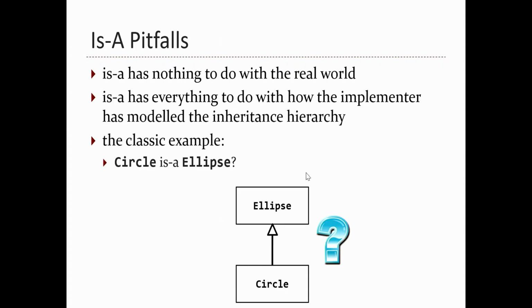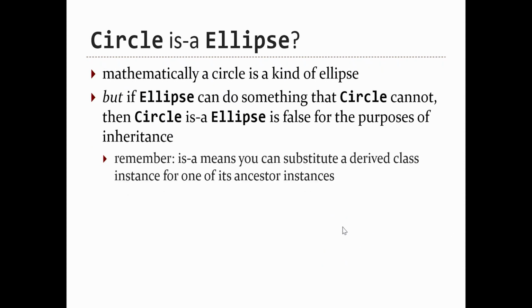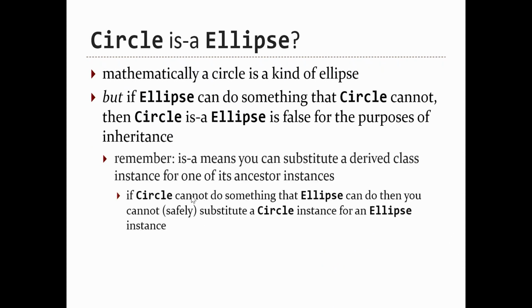So in other words, you should not do this if ellipse can do something that a circle cannot. Remember what inheritance means: is substitutable for. So can I substitute a circle for an ellipse? If circle cannot do something that an ellipse can do, then you can't safely substitute a circle instance for an ellipse instance.